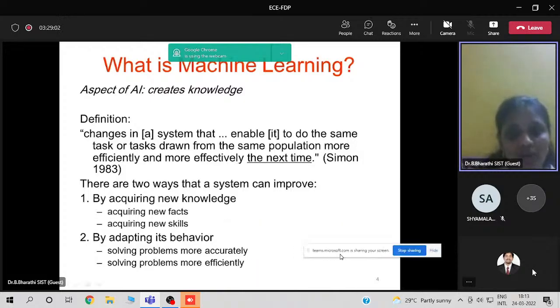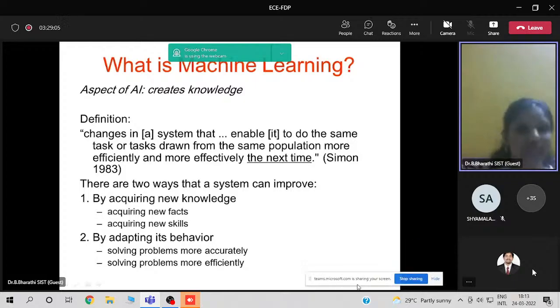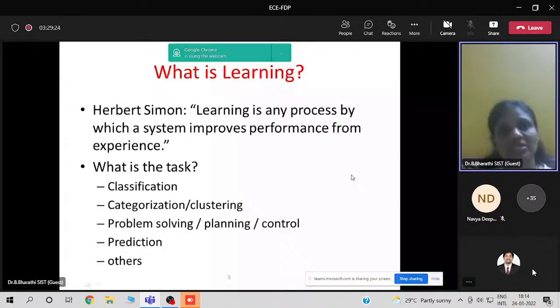Or you try to solve problems more efficiently. Rather than before, you try to find more methodologies to solve the problem. So when these behaviors are built in, then we say that the system has learned to learn. Okay, so what is learning actually? Learning is a process in which the system improves performance by experience.